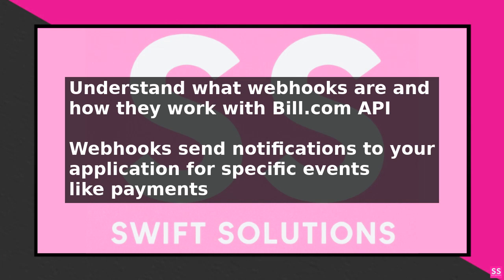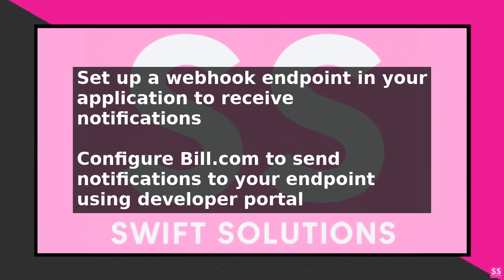First, you need to set up a webhook endpoint in your application to receive the notifications. This endpoint is a URL that Bill.com will send the notifications to. You can set up the endpoint using a framework such as Express.js or Django, depending on your programming language of choice. Once you have set up the endpoint, you need to configure Bill.com to send notifications to it.